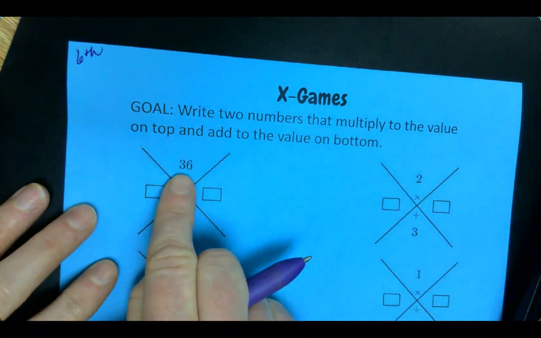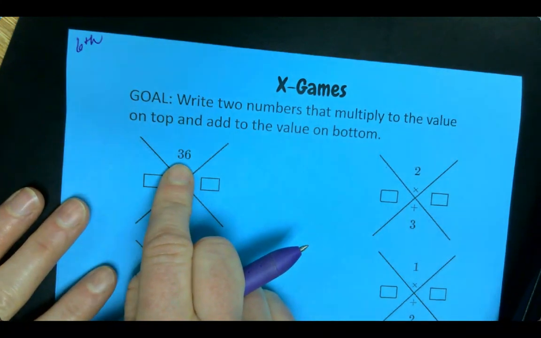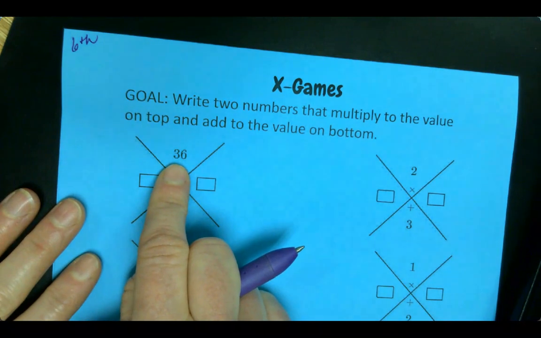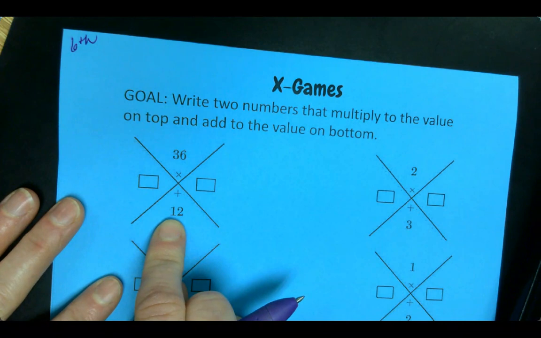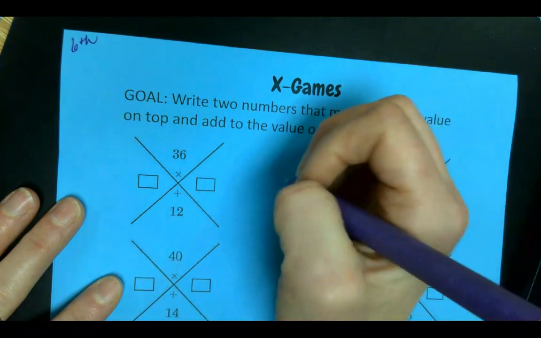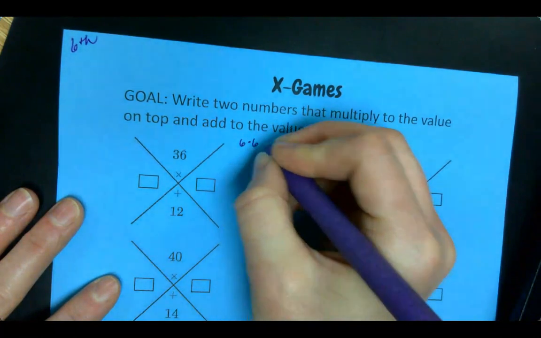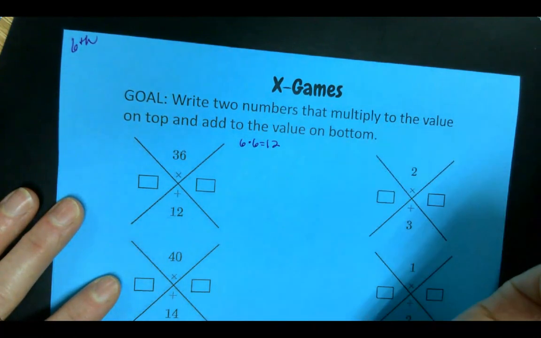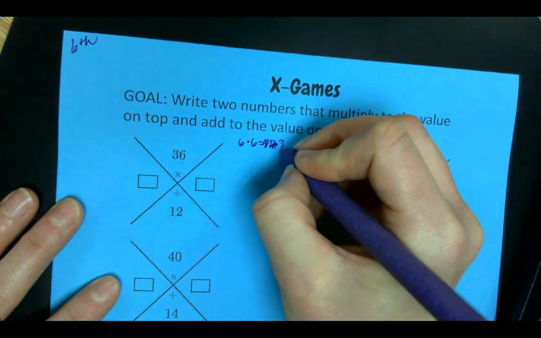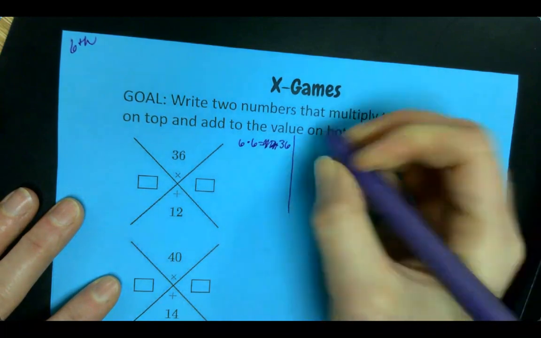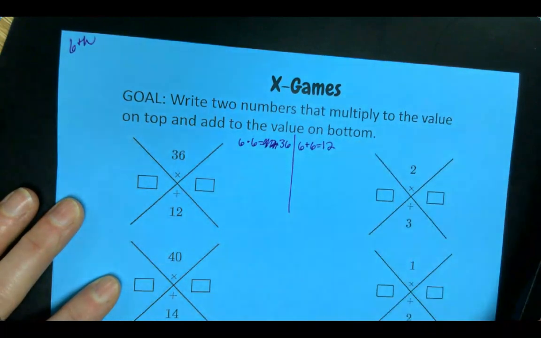So let's look at the first one. We have 36. So we got to think about all the numbers that we can multiply together to get 36, and then see if any of them add to get 12. 6 times 6, that equals 36, right? But then when we add them, that's what I was getting to, it's 12.